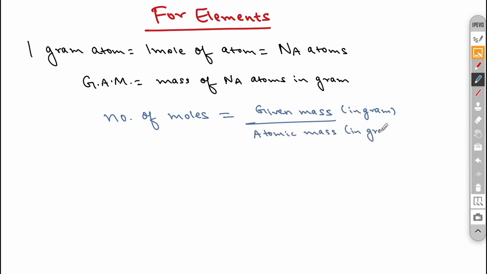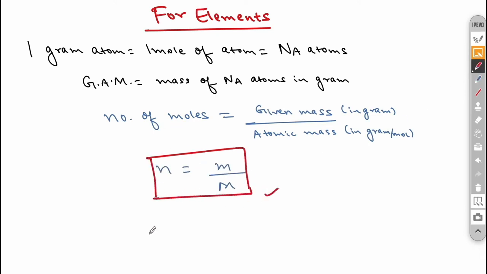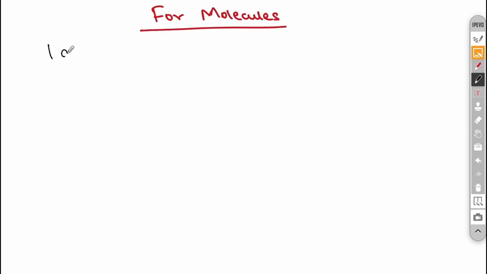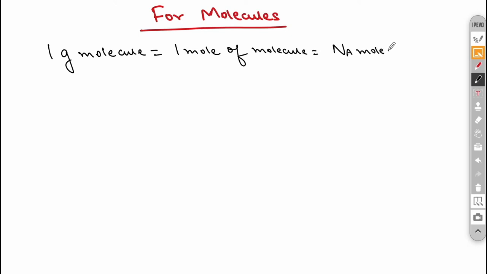We are discussing this because it's useful in solving problems. So small n, which is number of moles, is equal to small m divided by capital M. Small m is given mass, capital M is the atomic mass, which will be in gram per mole. Similarly, for molecules, we can write, just for problem solving purpose, 1 gram molecule is equal to 1 mole of molecule, which is basically Na molecules.